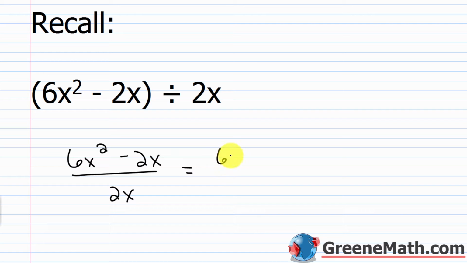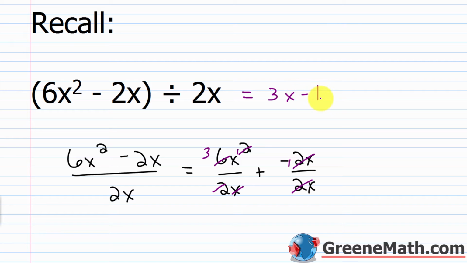So we could say this is 6x squared over 2x, and then instead of minus, I'm going to put plus negative 2x over 2x. Then we can simplify each part separately. So 6 over 2 is 3. X squared over x is just x to the first power. And then negative 2x over 2x would just be negative 1. So essentially what I'd have here is 3x minus 1 as my answer. So let me write this as 3x minus 1.